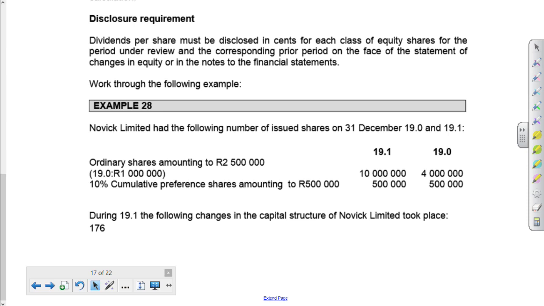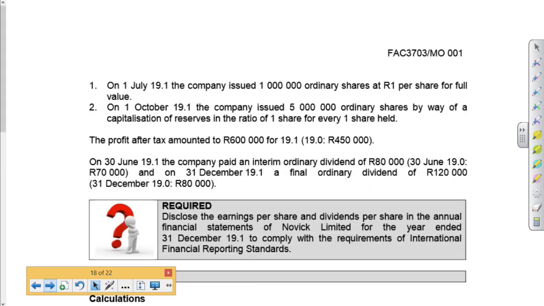177. Novik. Novik had the following issued shares for December 1990 and 1991. They had ordinary shares: at end of year they have 10 million shares. At beginning of year they had 4 million. So there's obviously been a change, isn't it, in number of shares. The following changes took place to the capital structure. There's also some cumulative prefs, but that's just going to be a dividend to adjust profit.